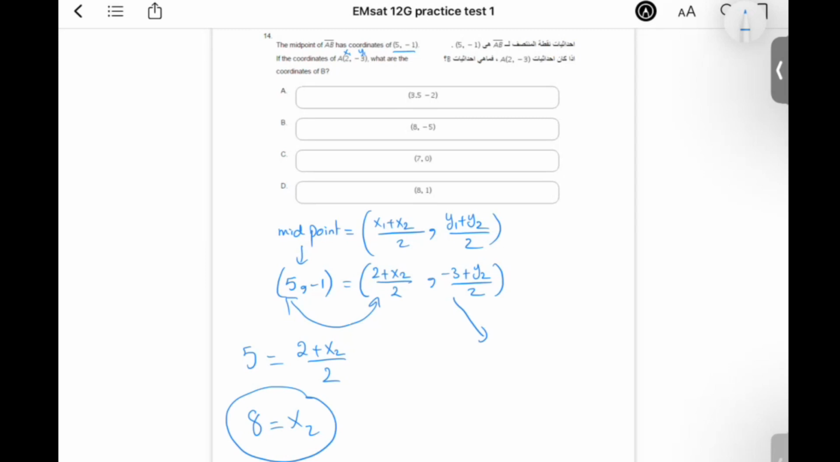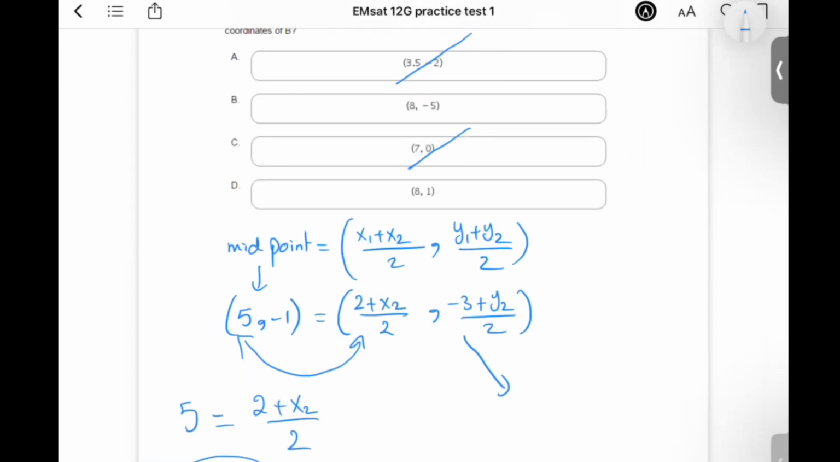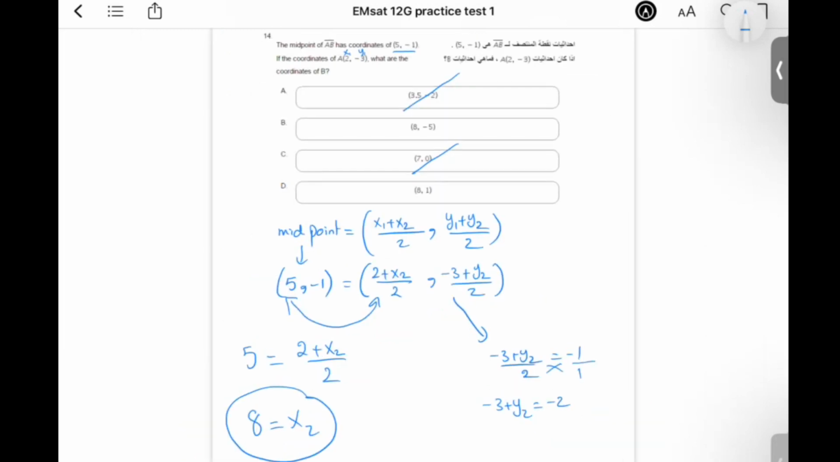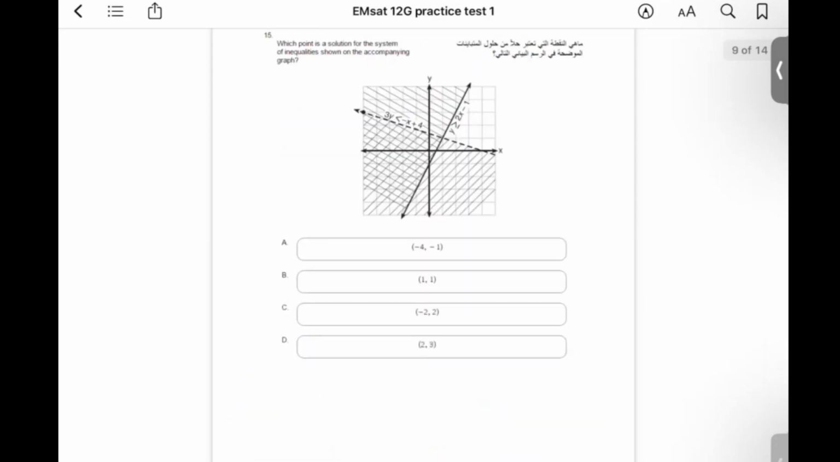Here, we have to solve it because we are deleting those two since they don't have 8, but option B and option D have 8. Thus upon comparing, negative 3 plus y2 over 2 equals negative 1, you do cross product, you imagine over 1, negative 3 plus y2 equals negative 2. When you solve it, you will discover that y2 equals 1. Thus, you're dealing with the point 8 with 1, and this is option, I think, D.